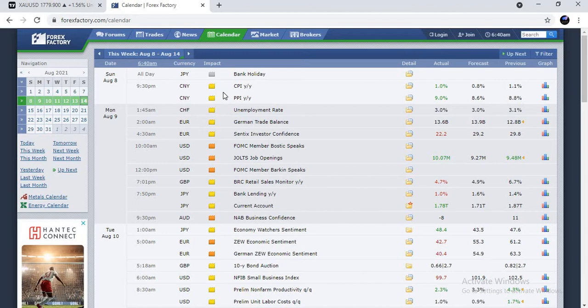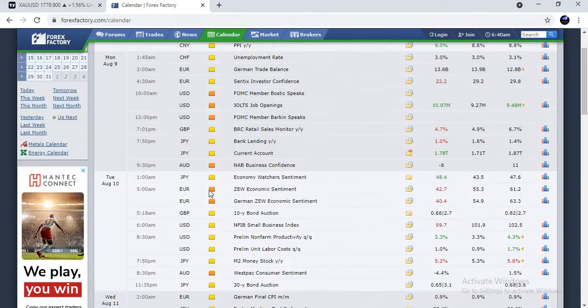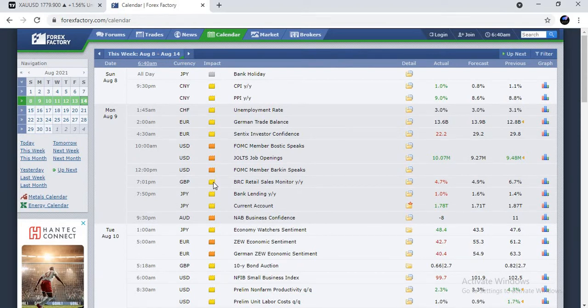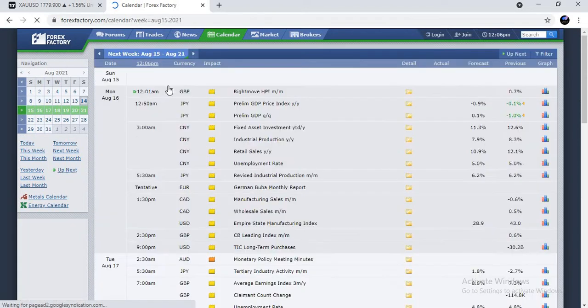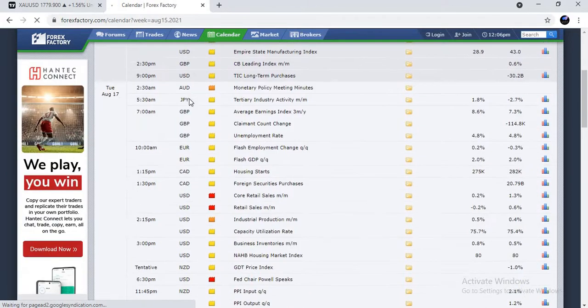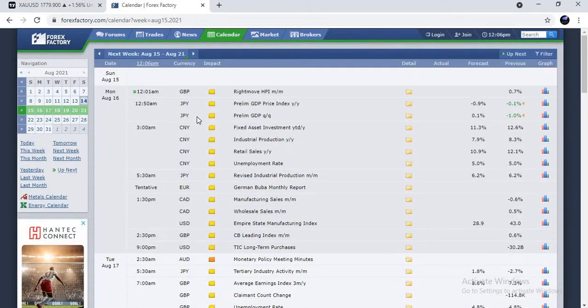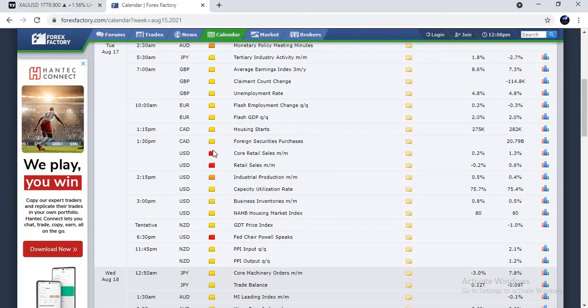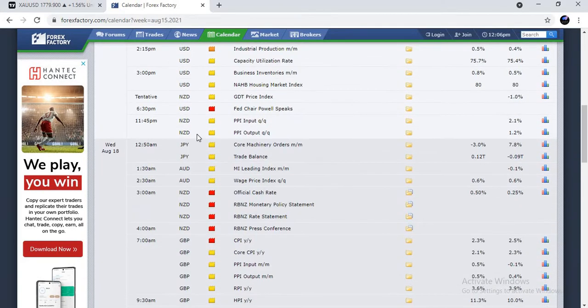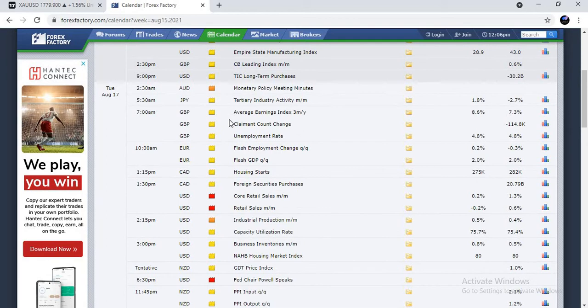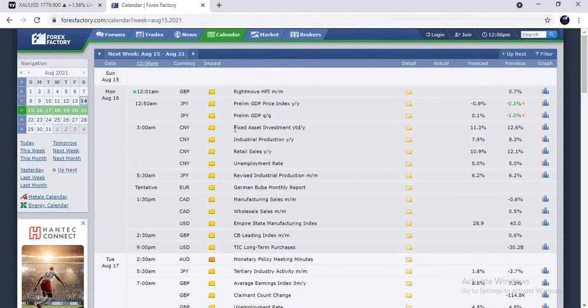So this is forexfactory.com, and you can see the list of all these currency pairs. These are the pairs we should avoid trading for this week. This week starts from Monday, 16th of August, to the 20th of August, which is Friday. And as you can see, all these red icons right here that are attached to each currency are currencies we should avoid trading, or these are currencies which have a very high impact in the market.